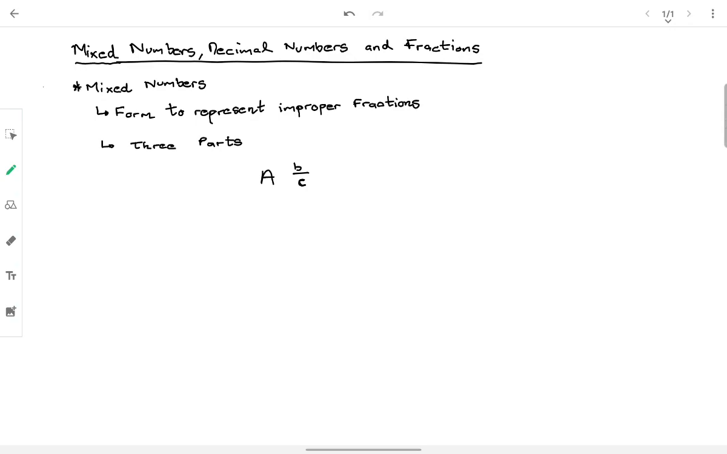Today we are going to review mixed numbers, decimal numbers, and fractions. The first step is to define mixed numbers. Mixed numbers are a form to represent improper fractions.